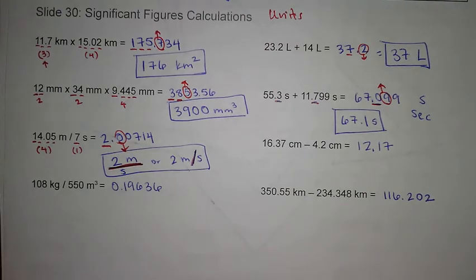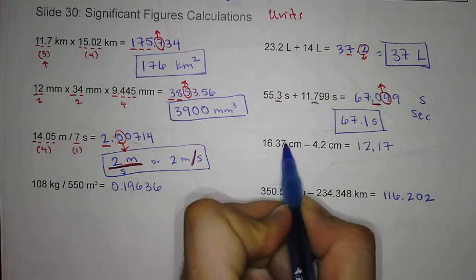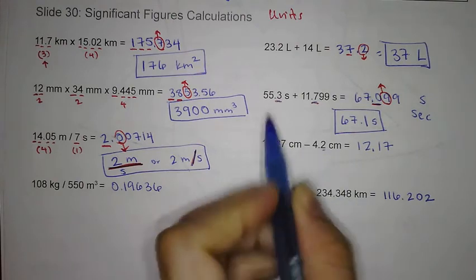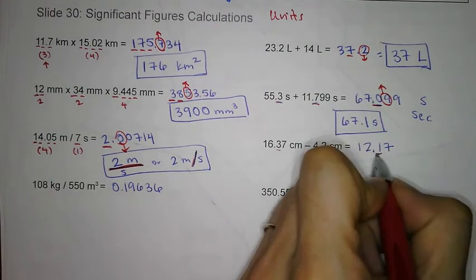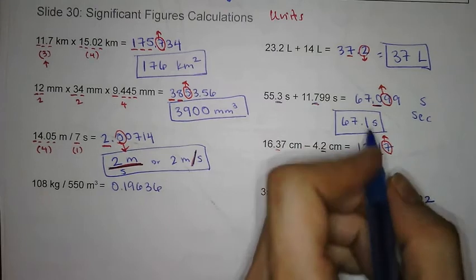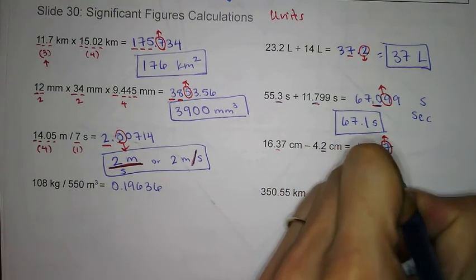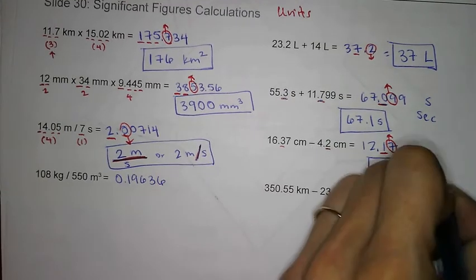All right, back to adding and subtracting. In this case, subtracting. This one's significant all the way to the hundreds place, but looks like I'm only going to keep the tenths place right here. So there's my tenths place. 7's going to round up. This becomes 12.2 centimeters. Centimeters minus centimeters is still centimeters.